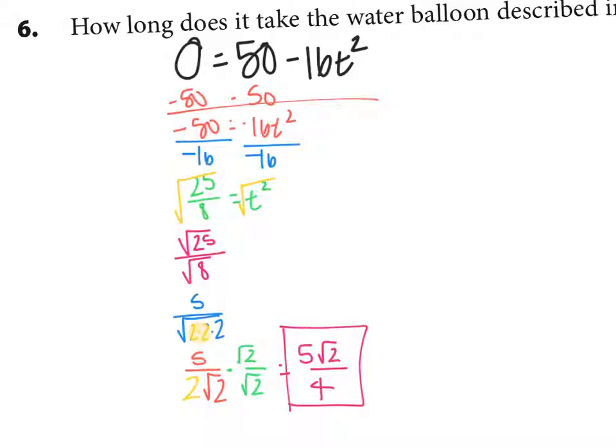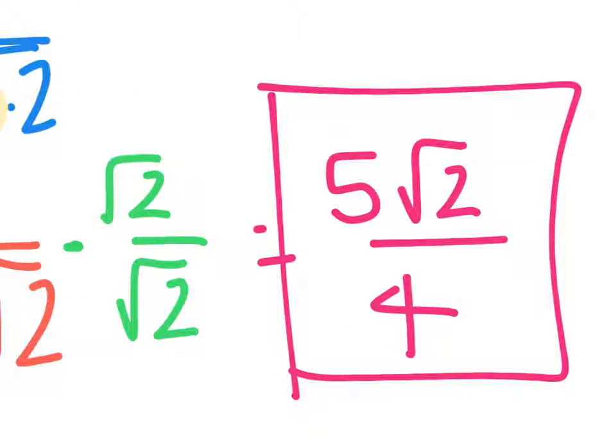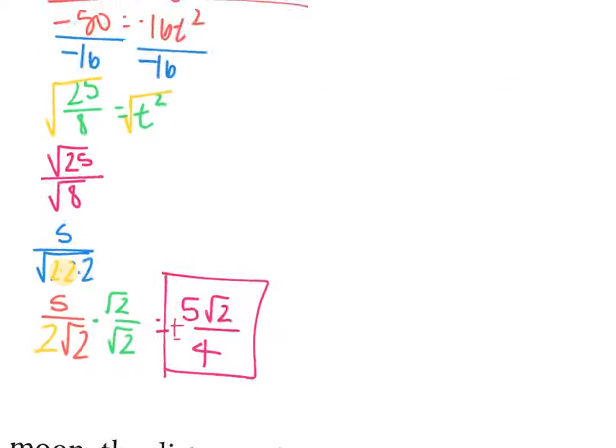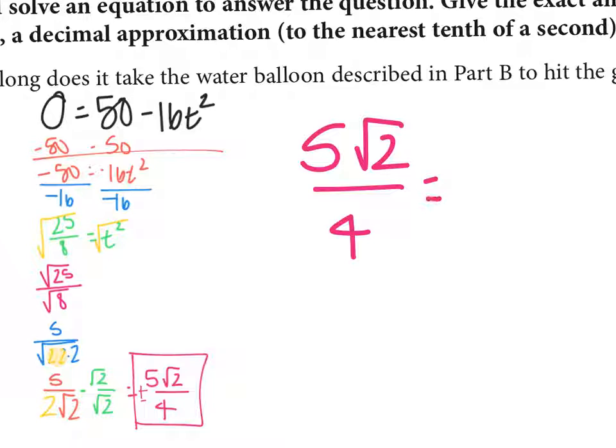Last thing is that technically, because it's a square root and I took square roots, I have a positive and a negative answer. But this question is asking about time, and when I'm asking about time, I'm only focused on the positive. So I'm only focused on the 5 square root of 2 divided by 4. And if you put that in the calculator and worked it out, you should have gotten 1.77 seconds.